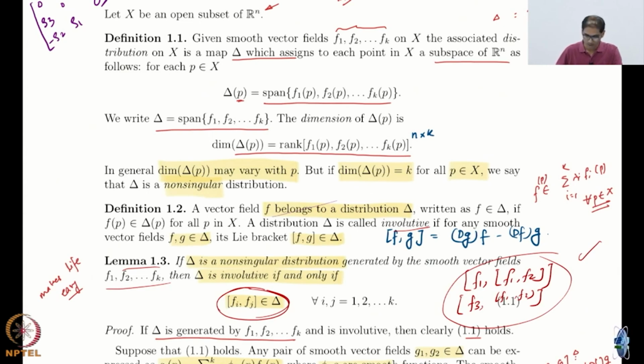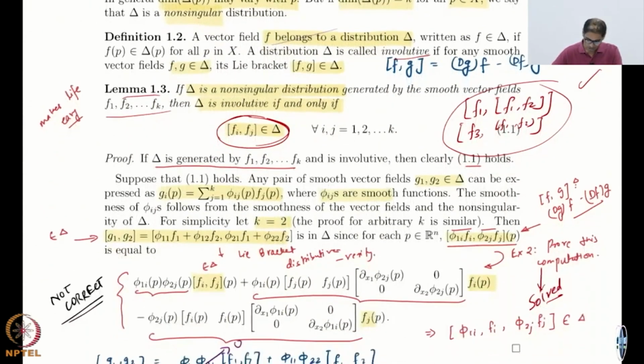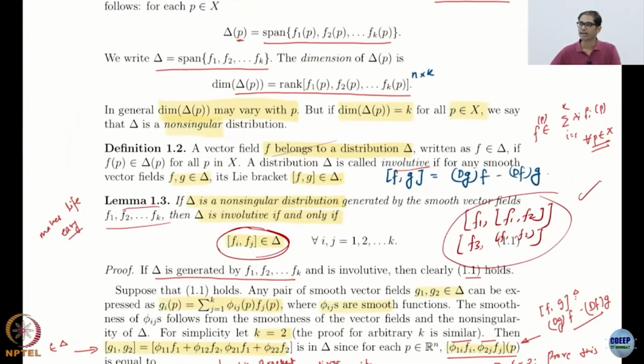So, basically at every point P in the state space or whatever set you are working with, you get a subspace, right? At every point P you get a subspace. So, that is what is the distribution itself. Okay. Obviously, we do not want the distribution to lose rank or change rank. So, therefore, we talk about non-singular distributions, which do not alter in rank as you change the point P.